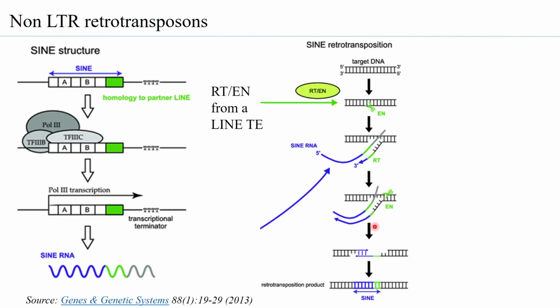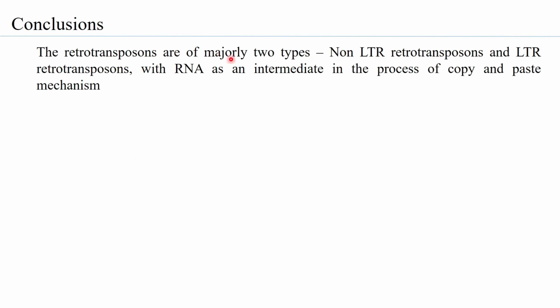Similarly, there is another retrotransposon which is called Penelope-like element, and this Penelope-like element also uses a similar kind of mechanism to make copies and then get incorporated into the genome. So with this, let us make the conclusions. The retrotransposons are of majorly two types: non-LTR retrotransposons and LTR retrotransposons, with RNA as an intermediate in the process of copy and paste mechanism.